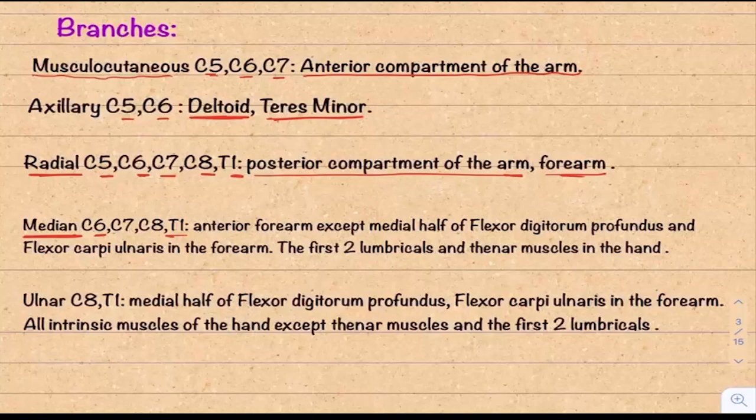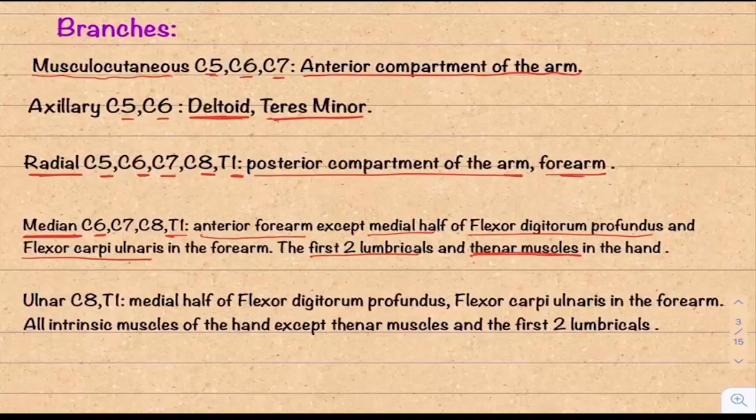all the way to T1, and it supplies the anterior forearm muscles except the medial half of the flexor digitorum profundus and flexor carpi ulnaris muscles, which are supplied by the ulnar nerve. It also supplies the first two lumbricals in the hand and thenar muscles of the hand as well.